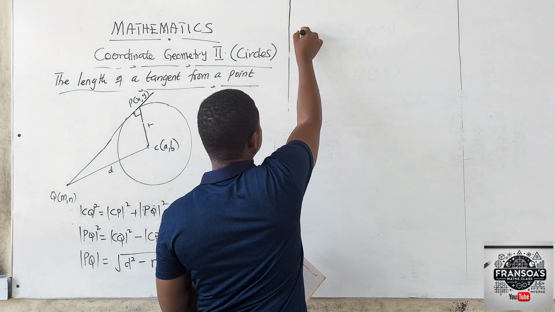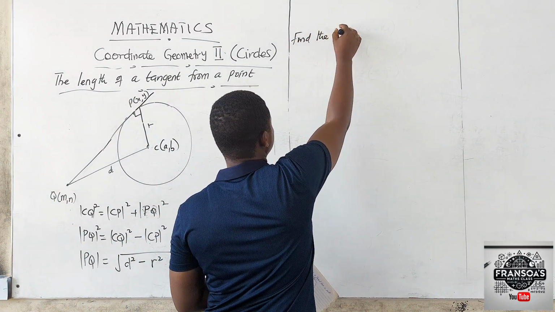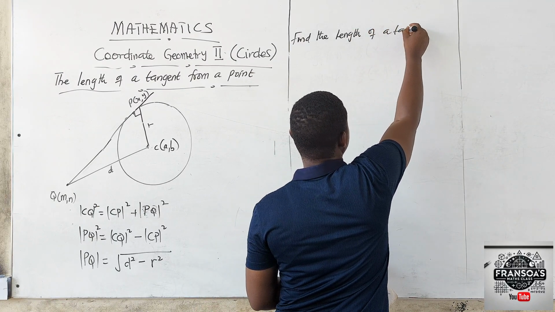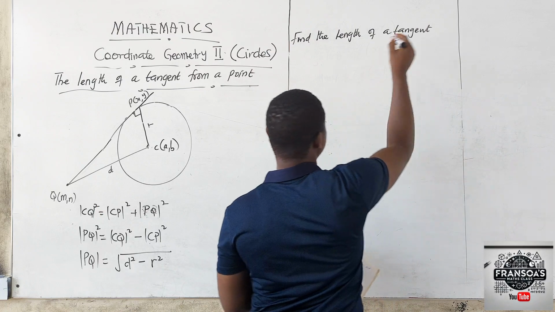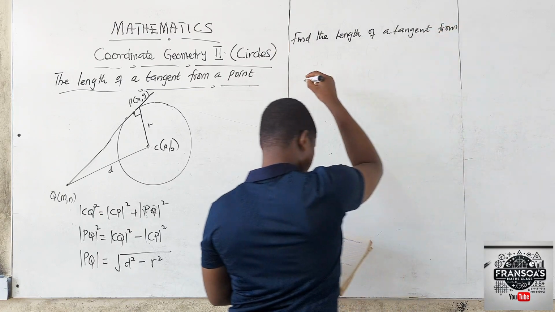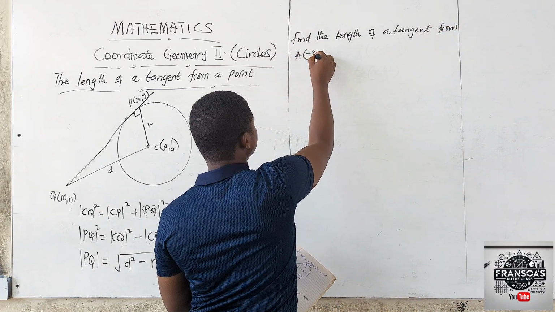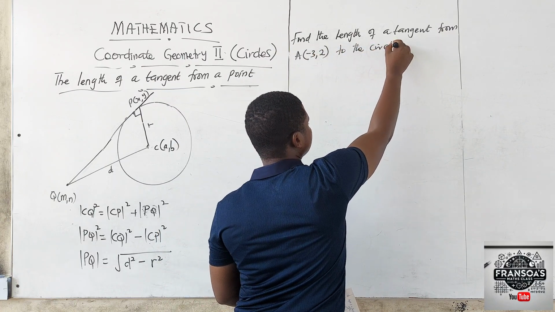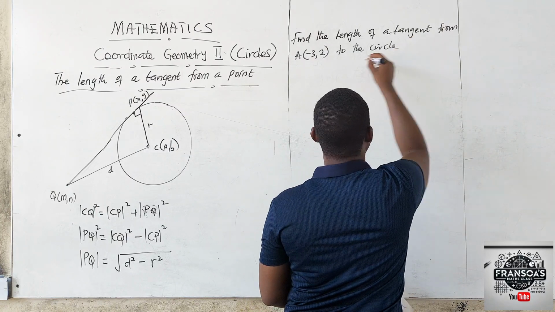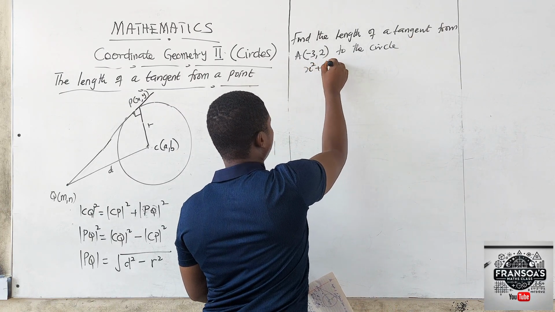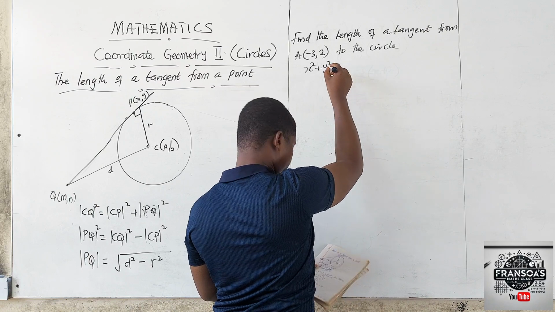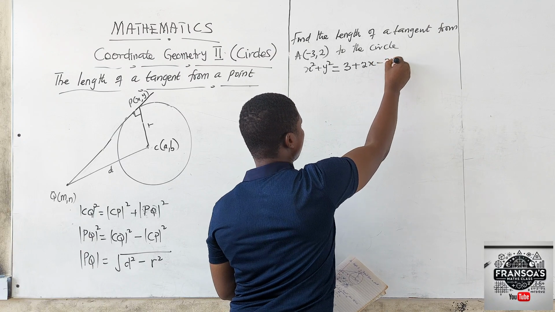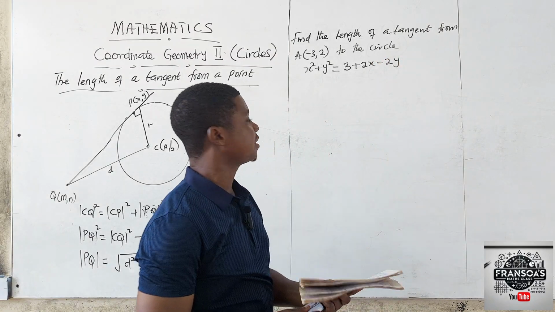The question is, find the length of the tangent from A (-3, 2) to the circle x squared plus y squared is equal to 3 plus 2x minus 2y. And this is our question.